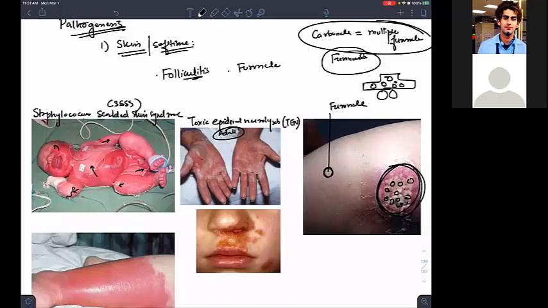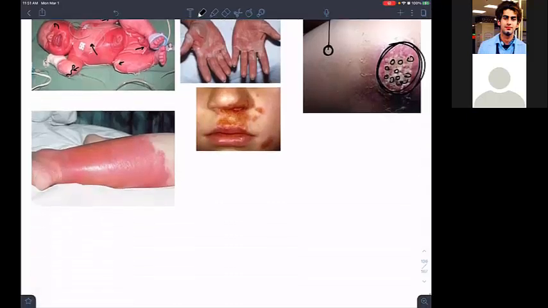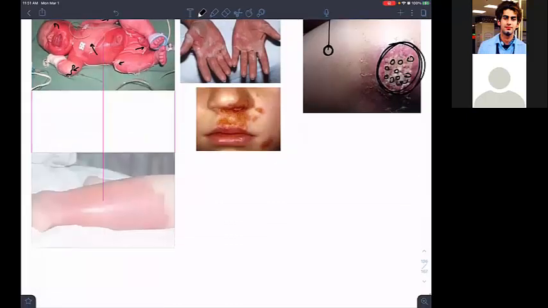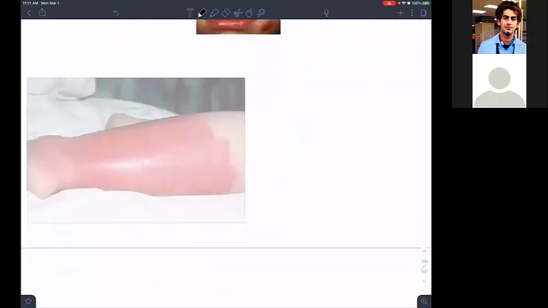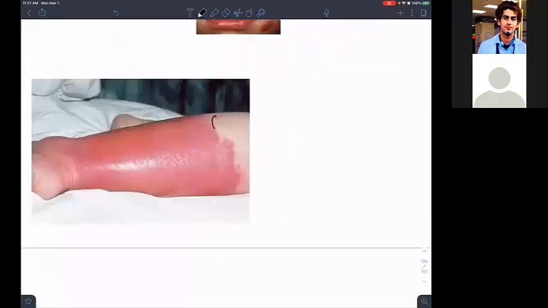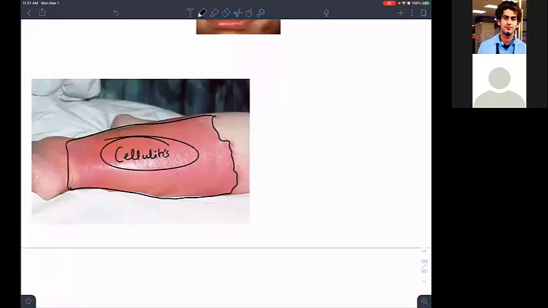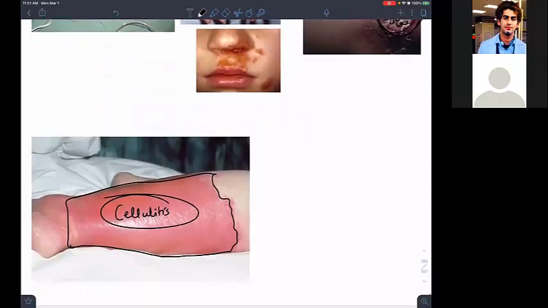Can you see this leg? I think it is the left lower limb. Can you see this cutaneous infection? This is what is known as cellulitis. This cellulitis is caused by your Staph aureus.